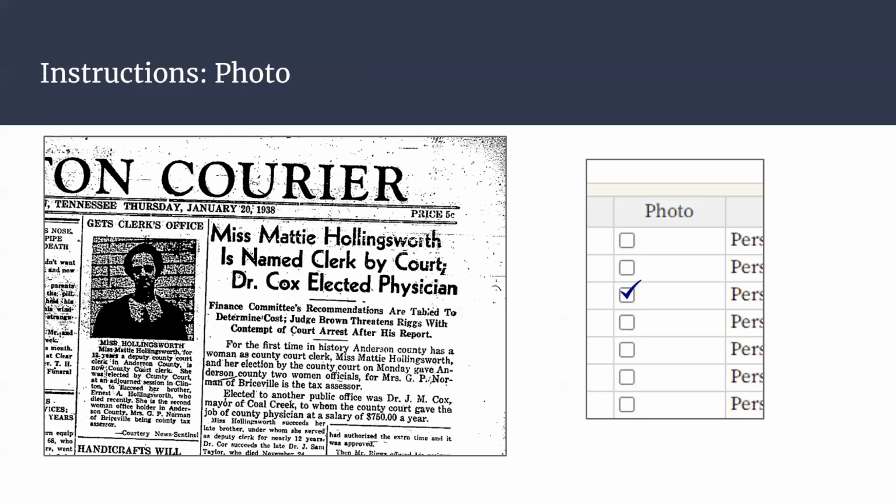Photos. You may be working on a newspaper page and there is a photo. And so if that is the case, we have a checkbox for that as well. In this particular example, we have a photo on the left of Miss Hollingsworth with some description, and there is a photo of her. So when you put her name into the spreadsheet, Miss as the prefix, Maddie as the first name, Hollingsworth as the last name, you would go ahead and check the box for photo because this particular article or clipping does include her photo.